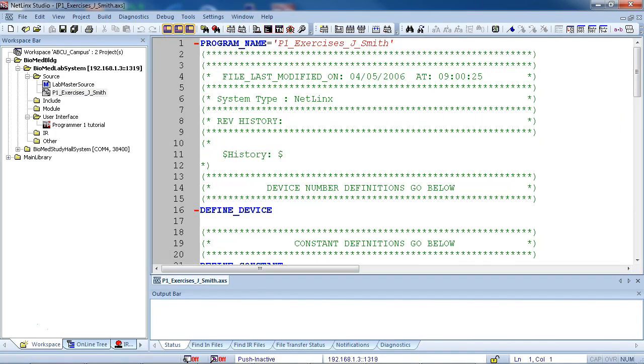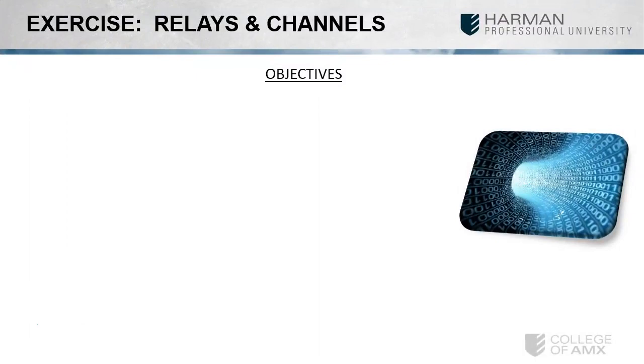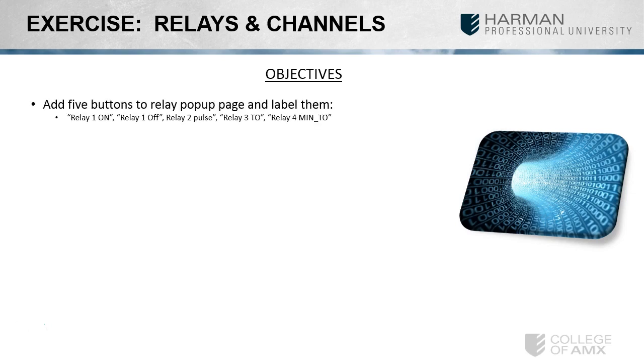Here are the objectives. Now that we've learned how to create button events and use the different channel manipulation keywords, we will now complete an exercise for controlling relays that will put into practice our channel manipulation keywords. In this exercise, you will use commands to turn relays on and off based upon button pushes from the touch panel. To begin, you will need to add 5 buttons to the relay pop-up page that we used earlier.